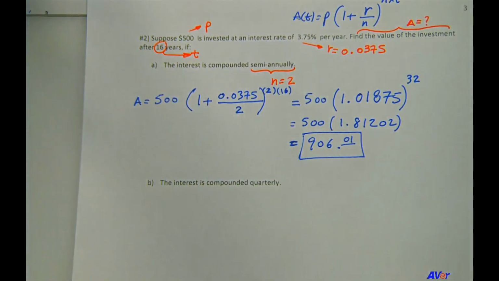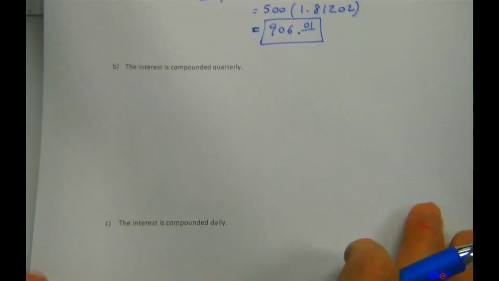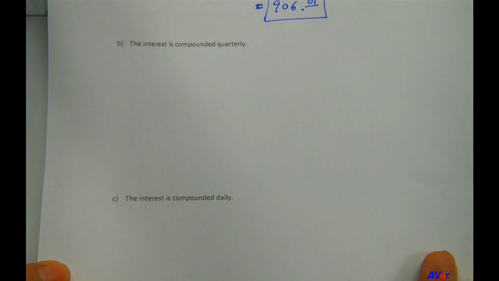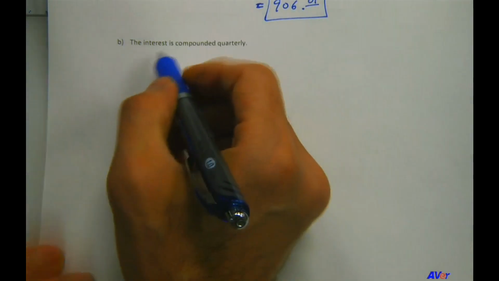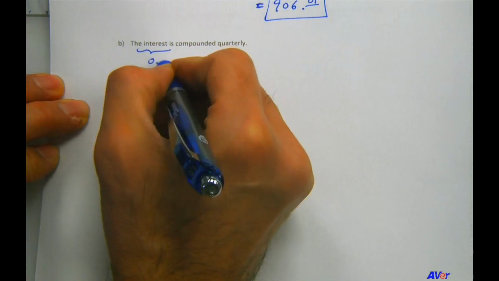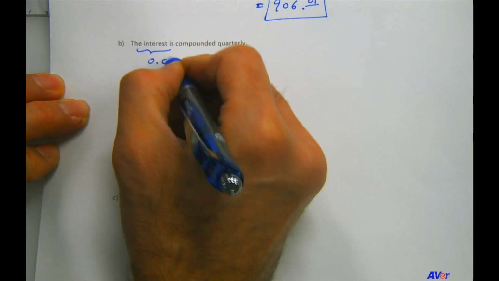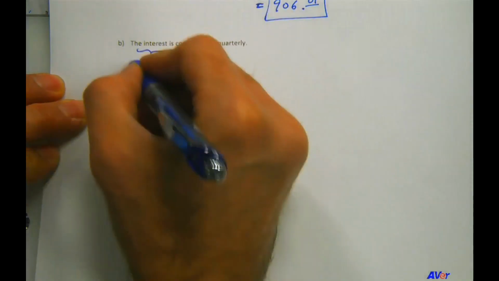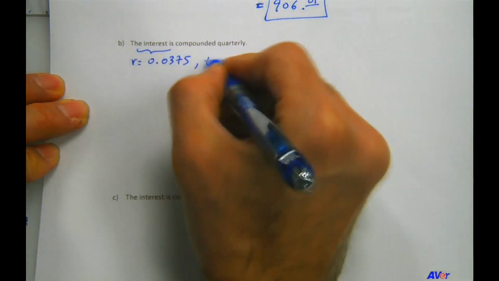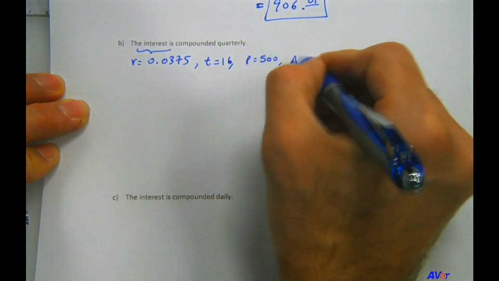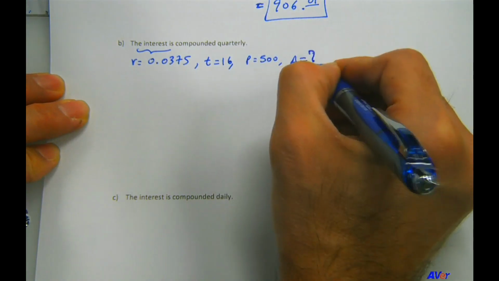Okay, so I hope this matches your own calculations. And I hope you've done this for part B and C as well. So for part B, the interest was 0.0375, so that's R. And T is 16, we know that. The principal money didn't change, it's still $500. We're still looking for the future value A, that's the question mark.